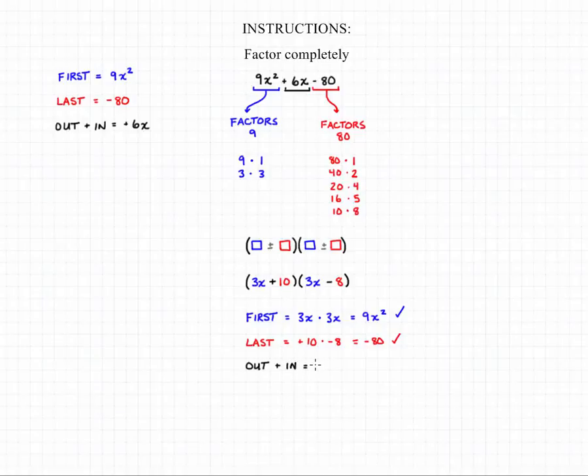And our inside term plus our outside term is going to give us negative 24x plus 30x, which will give us our positive 6x. And that is also what we're looking for. So our final answer is going to be 3x plus 10 multiplied by 3x minus 8.